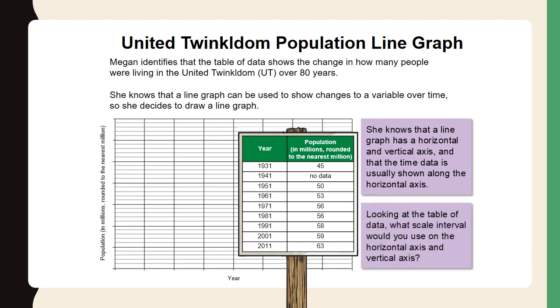Now, looking at the table of data, what scale interval would you use on the horizontal axis and the vertical axis? So you can see the horizontal axis, which is going to be the years, goes from 1931 to 2011, which we know is 80 years. So what would you choose to go up in? Would you go up in fives? Would you go up in tens? What would you choose to go up in? And then I want you to think about what the vertical axis, our y-axis, is going to increase by. It's going from 45 all the way to the number 63.